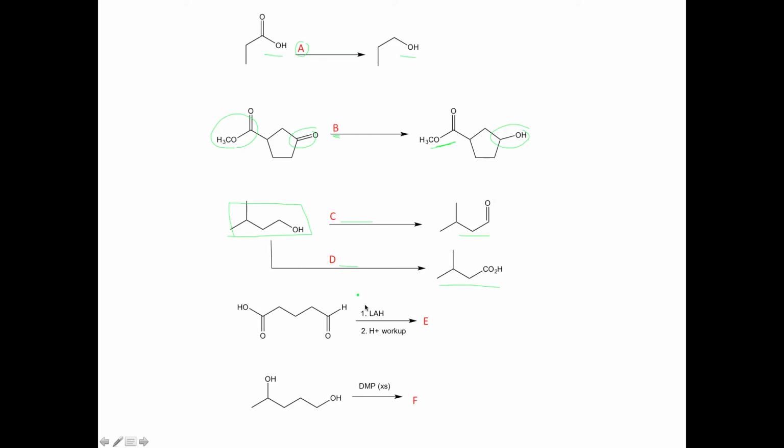And for E and F, I'd like you to draw the structure. So here I have a molecule that has a carboxylic acid on one end and an aldehyde. Give me the product when that's treated with LAH. And then here we have a diol, a primary alcohol and a secondary alcohol. Give me the product F when this diol is treated with DMP in excess. So there's enough to react with both alcohols. Turn that into class.